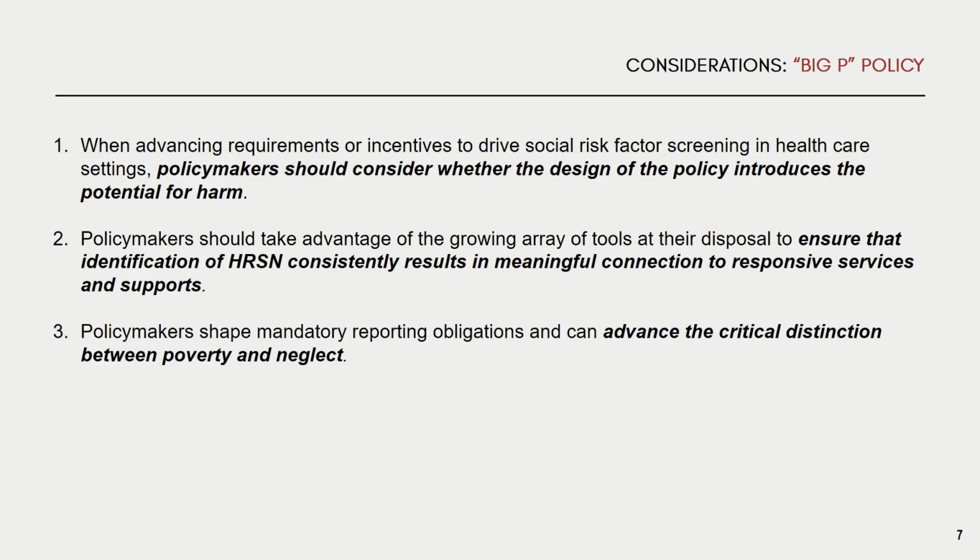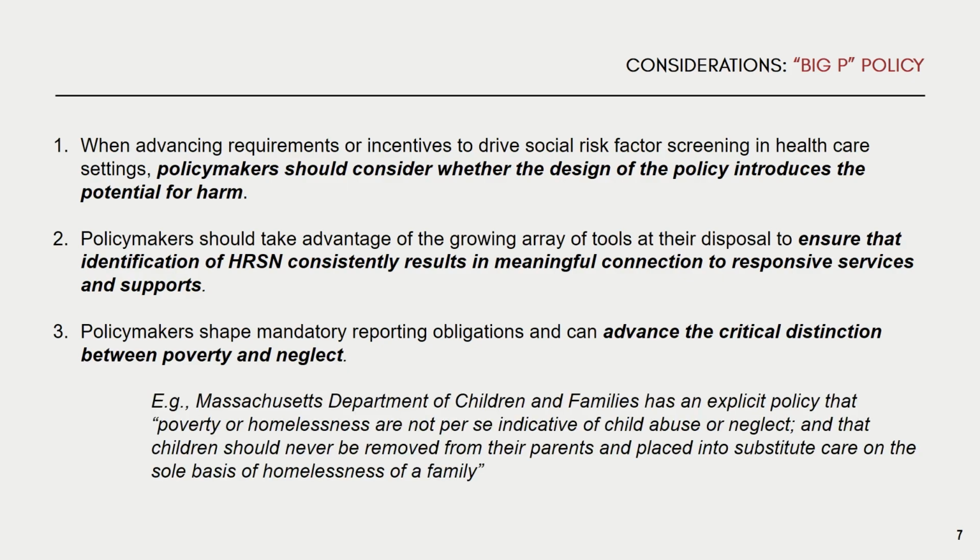And then the third was really specific in particular to this issue of Child Protective Services, which is that, you know, mandatory reporting obligations should and can advance this distinction between poverty and neglect. So we had this great example from our folks in Massachusetts, which is that they actually have a really explicit policy on the books that says poverty or homelessness are not per se indicative of child abuse and neglect, and the child should never be removed from their parents and placed into substitute care on the sole basis of homelessness of a family. And so that's been something that healthcare providers and teams who are interested in minimizing this risk of harm in Massachusetts are really able to build into their programs. They're able to create these brighter red lines. And so having these kinds of policies on the books can really help ensure that we're navigating that distinction. And then of course, like the disparities in like who gets reported, right? And who is experiencing this harm.